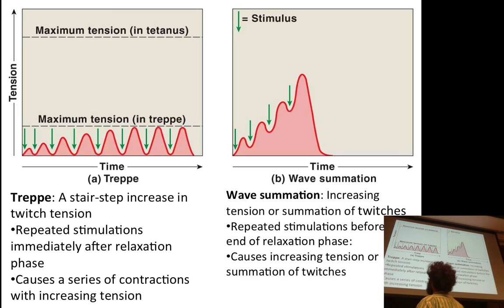So if you look at the tension in that single muscle fiber, if you have multiple contractions, you can step the overall tension that muscle fiber is giving up to a limit. So this is due to repeated stimulations immediately after the relaxation phase. So it causes a series of contractions with very minimally increasing tension. It looks like it's going up, but it's actually not that much.